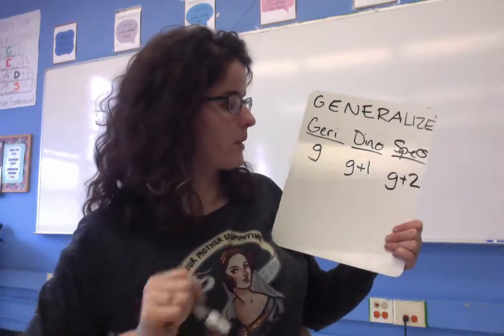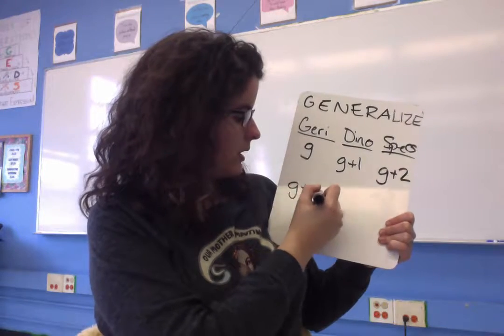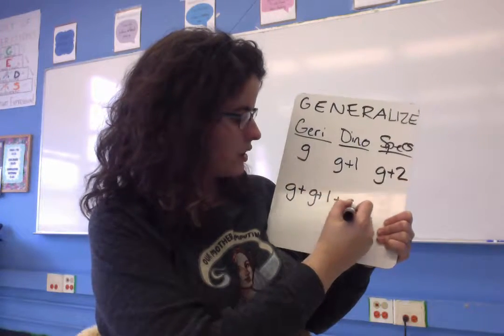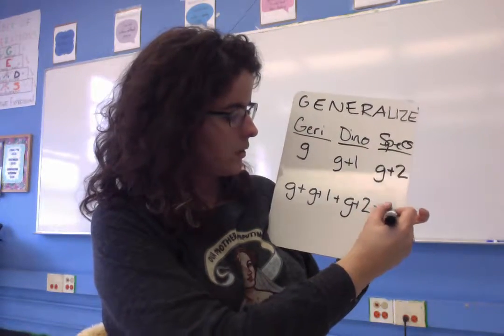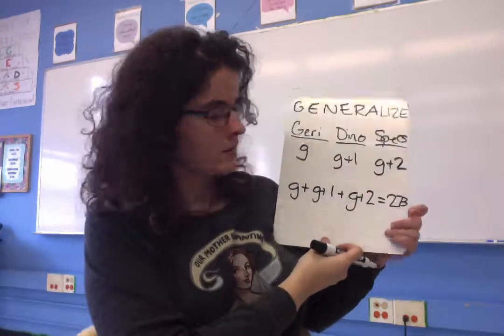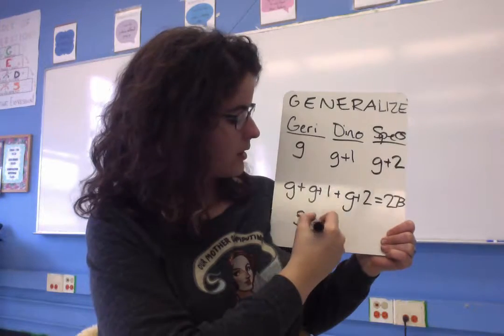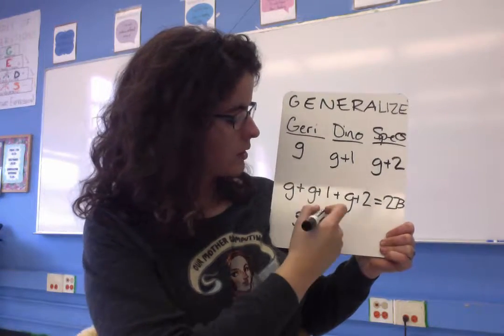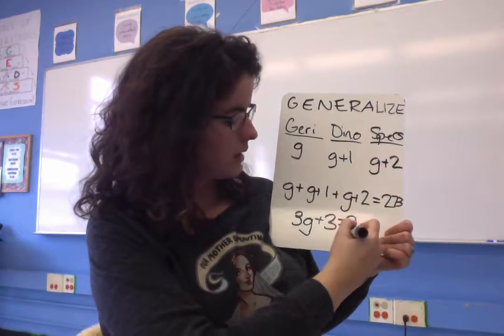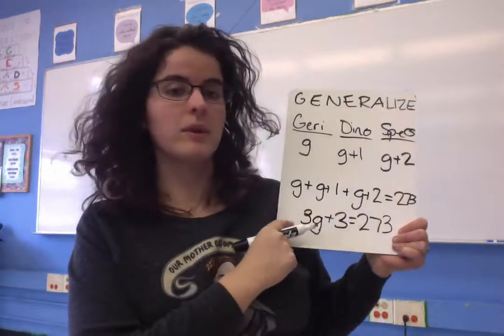So I could set myself up an equation. G plus 1 plus G plus 2 needs to equal 273. And then we can collect our terms. How many G's do we have? We have 3 G's. And then we have 1 plus 2 plus 3 is going to be 273. And from here you could solve.